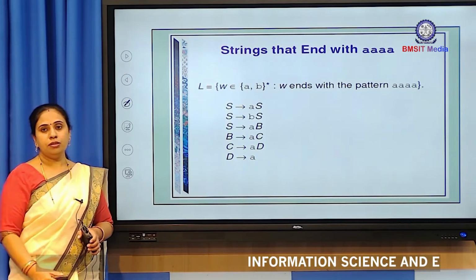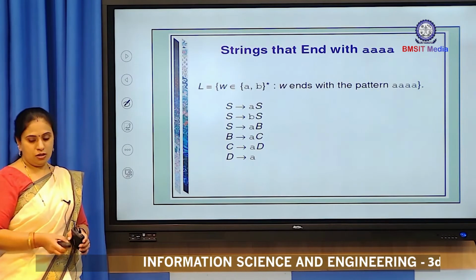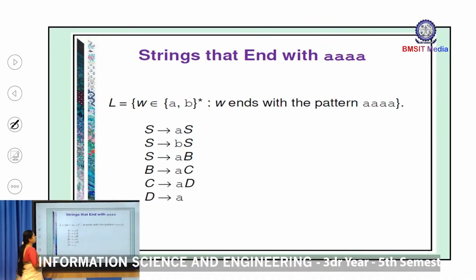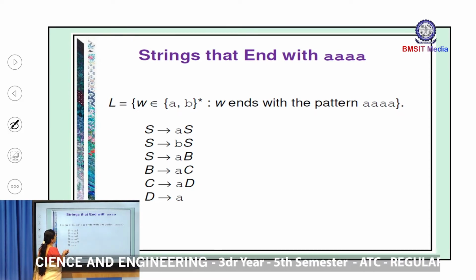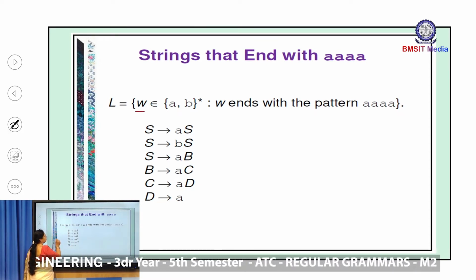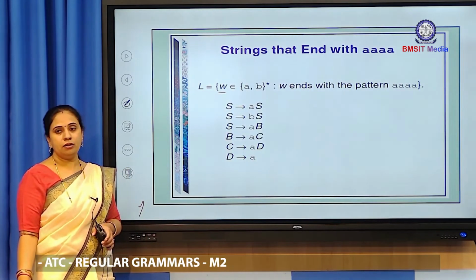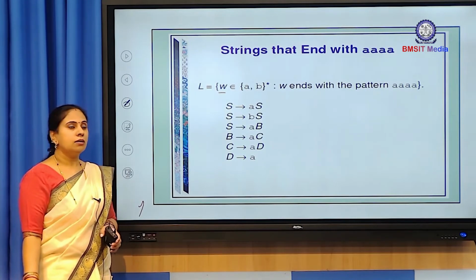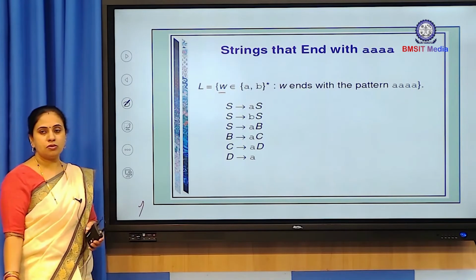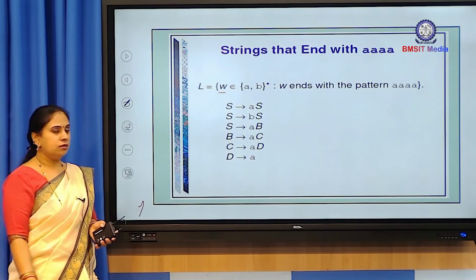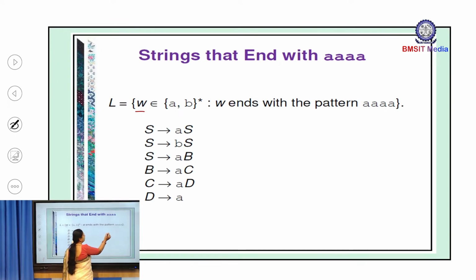There is one more example: the strings that end with 4A. For this regular language we have to design a regular grammar which accepts all the strings belonging to A comma B star such that the string ends with the pattern 4A's. It's not a pattern which exists in between the string, but a pattern that appears only at the end of the string. So the regular grammar is like this, where we ensure that 4A appears.